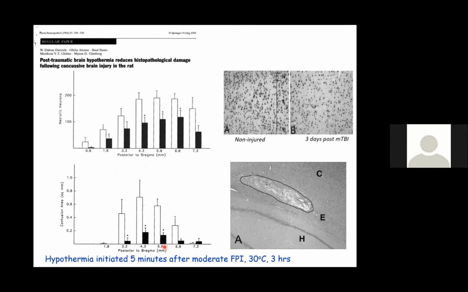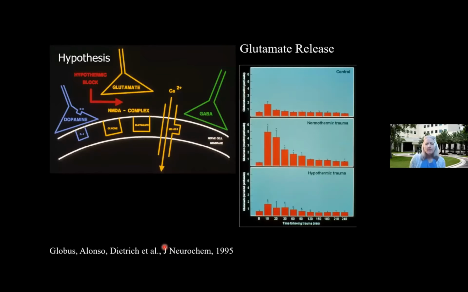Dr. Globus and colleagues in the lab then went on the next year to publish a decrease in glutamate release after fluid percussion brain injury with the same paradigm for the hypothermia. And of course, this was very acute because it's excitotoxicity, but using microdialysis clearly showed a decrease in glutamate release relative to the normothermic TBI animal.